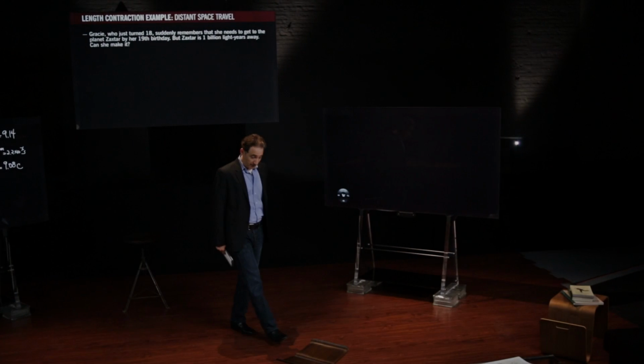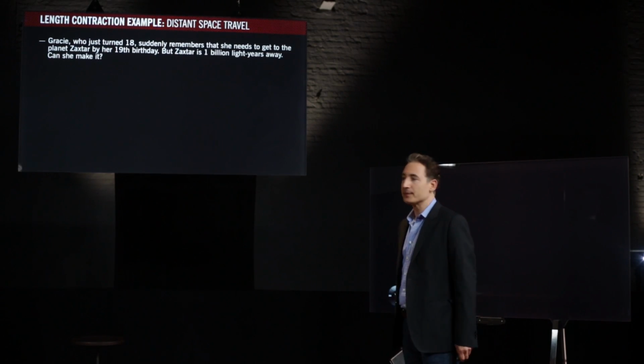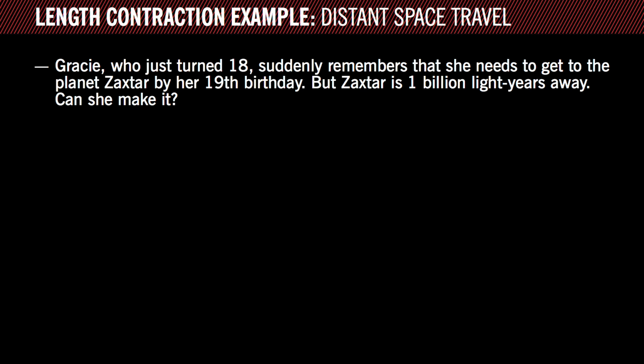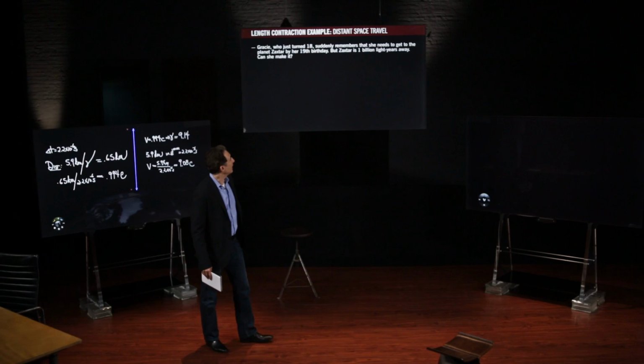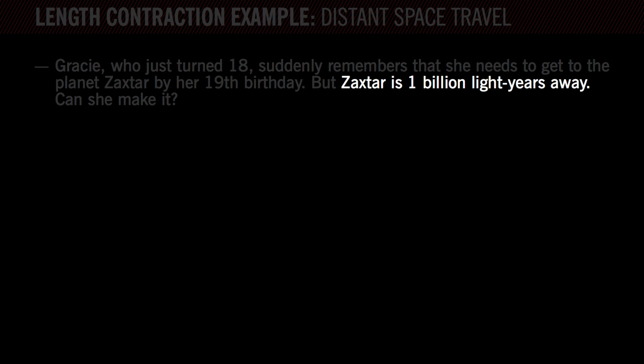All right, another example of the utility of this idea of Lorentz contraction. Let's consider the following example. Imagine that Gracie, she's just turned 18, very excited, and she decides that for her 19th birthday, she wants to celebrate it on the planet Zaxtar. And here's the issue. Zaxtar is pretty darn far away. It is, we are told, 1 billion light years away.